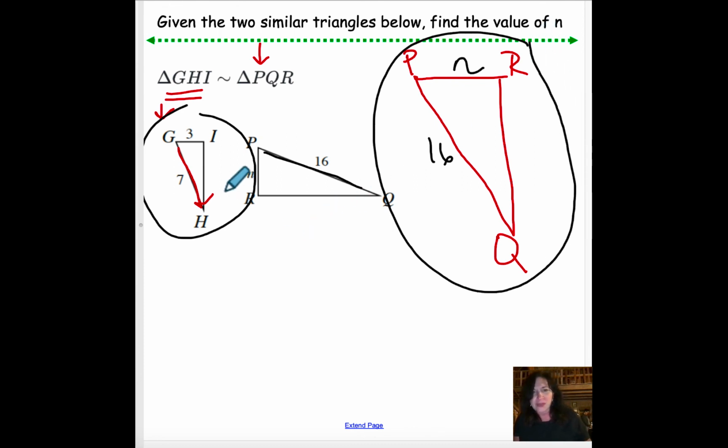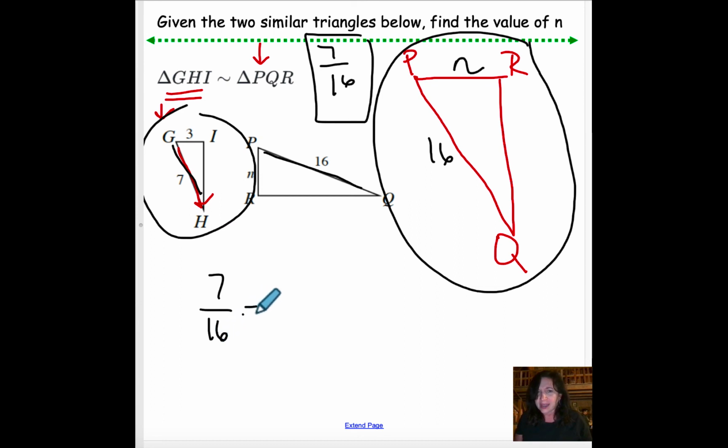And if I were to ask you what my scale factor was, you would say 7 over 16 is my scale factor. And then you can't reduce that. That's just it. And if I asked you what's the ratio of perimeters, you'd say 7 is to 16 because those are the same. But I'm asking you what N is. So we're going to go 7 is to 16 as 3 is to N.